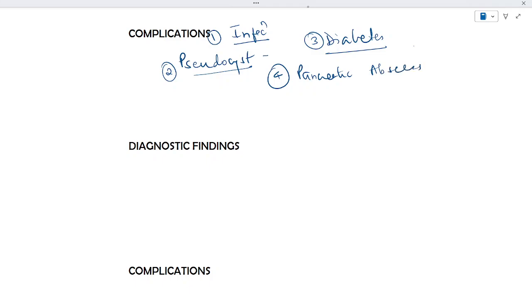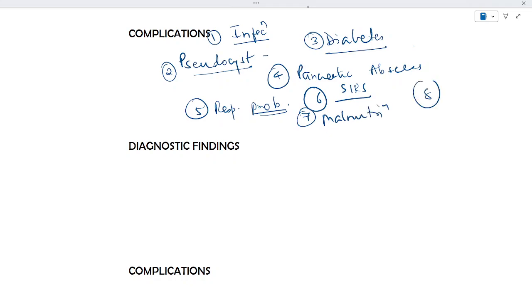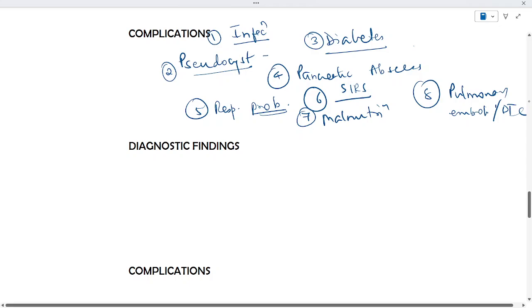Fifth is respiratory problems, which involve pleural effusion, atelectasis and pneumonia. Sixth is SIRS, systemic inflammatory response syndrome, due to vasodilation, hypotension, capillary leakage and edema. Seventh is malnutrition, due to lack of absorption. And the eighth one, pulmonary emboli or even DIC, can develop as a result of chronic pancreatitis complications.